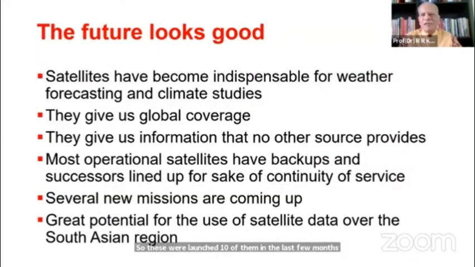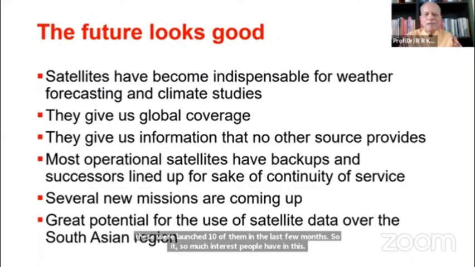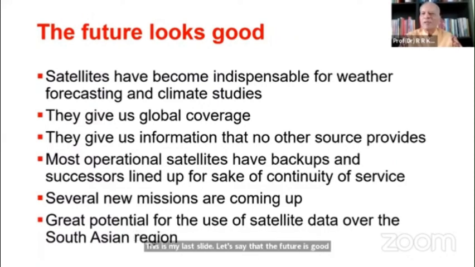This is my last slide, which says that the future is good. Satellites have become indispensable, as we have seen, for weather forecasting and climate study. We just can't do without them anymore. They give us global coverage. They give us information that no other source provides us. And good to know that most operational satellites have backups ready. So we will not be lost if a satellite is lost. And several new missions are coming up.